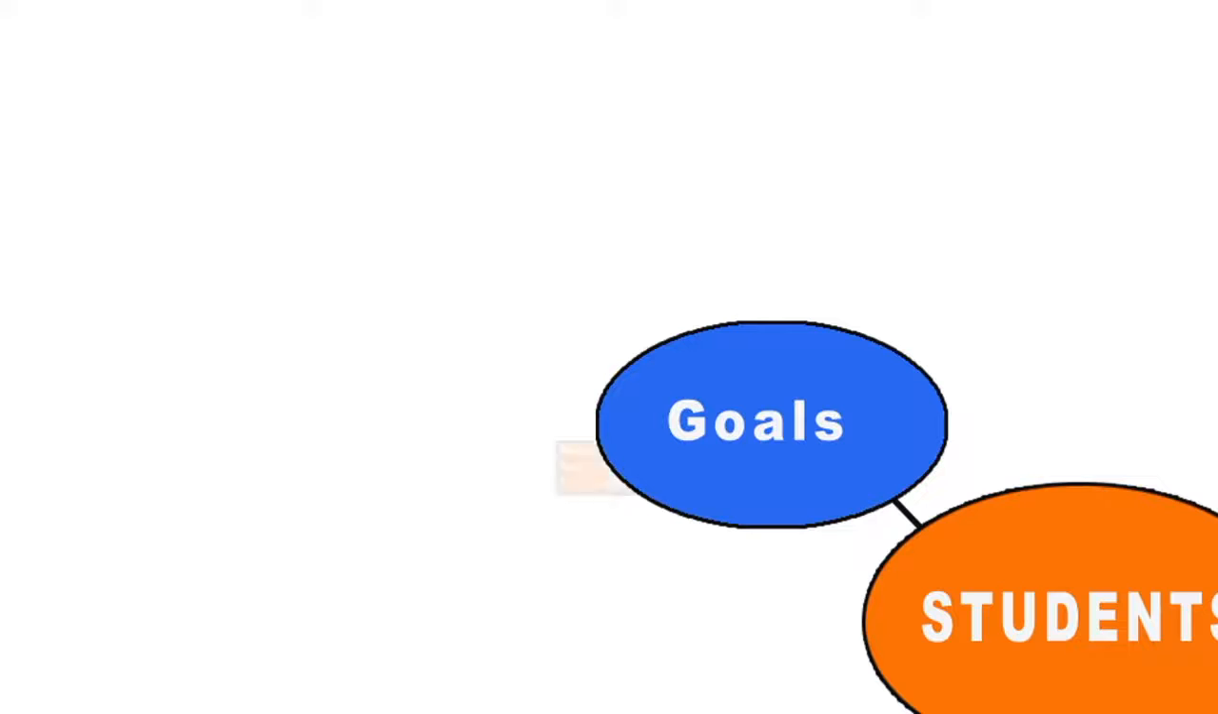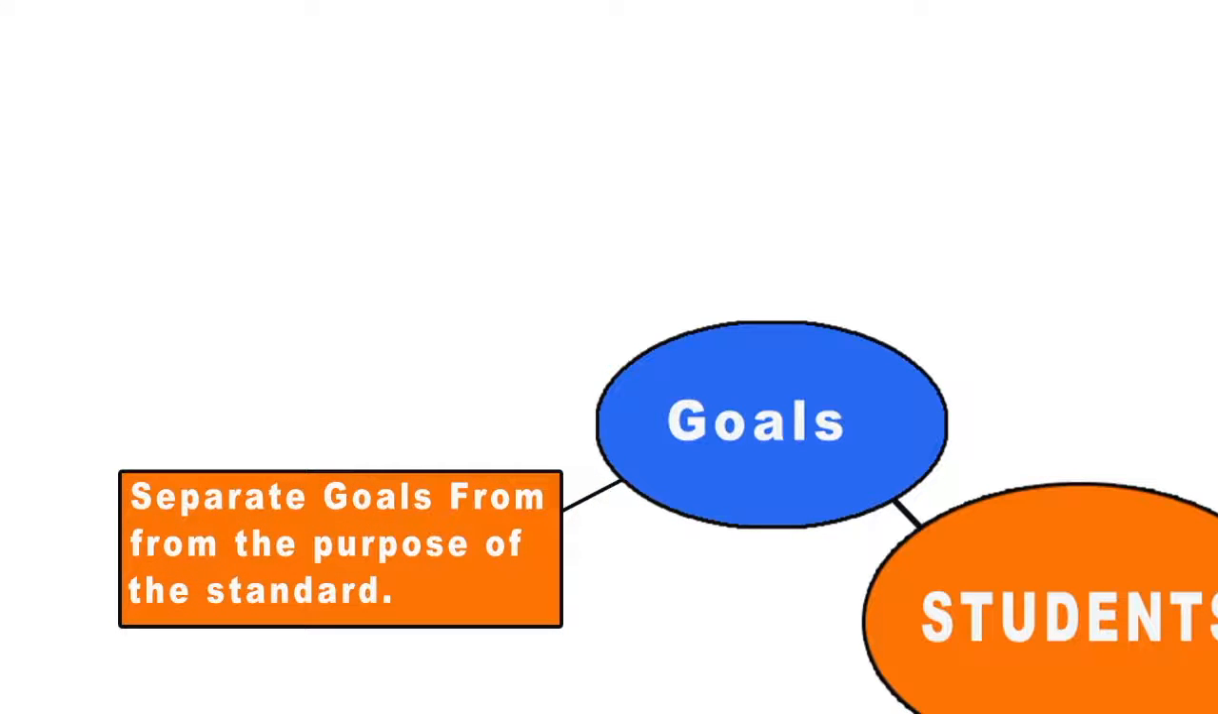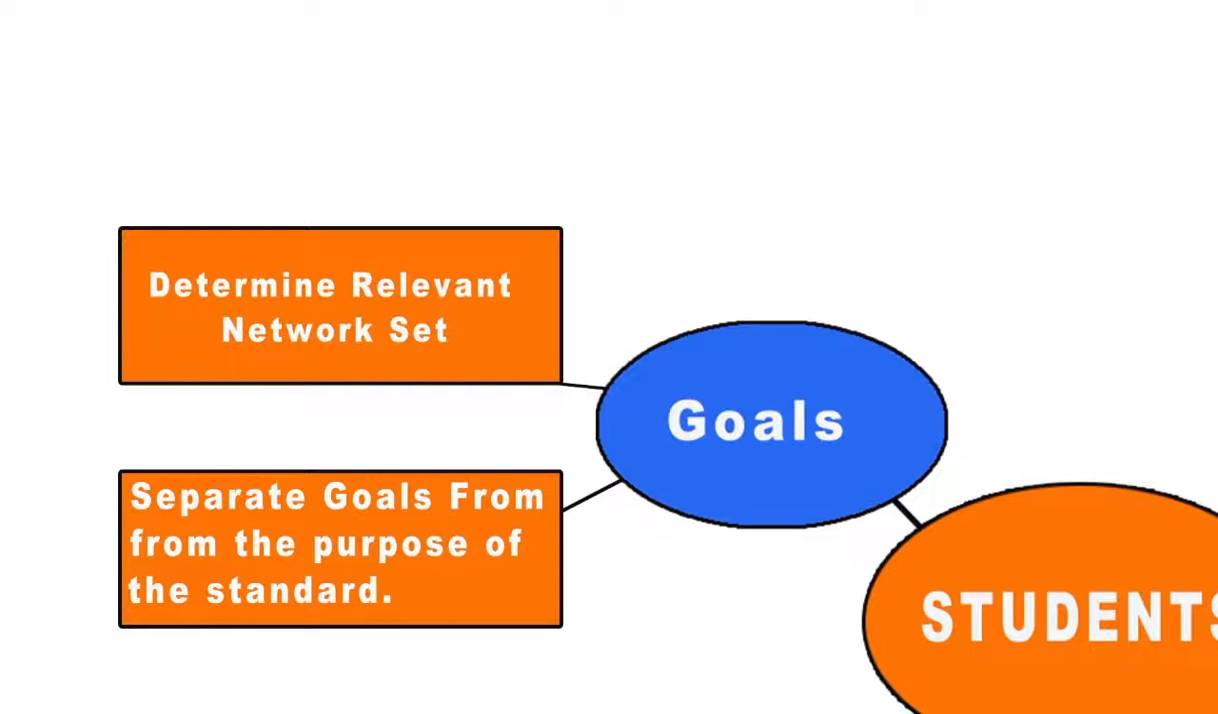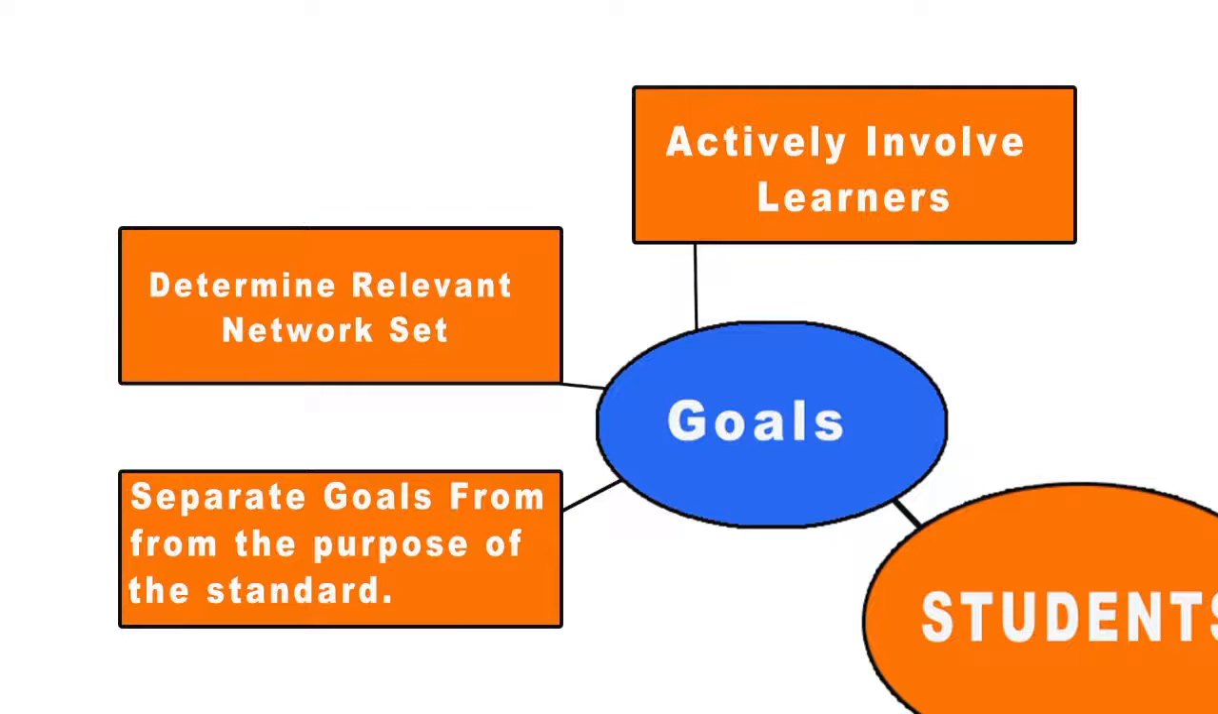Goals should be separated from the central purpose of the standard and then restated in a way that is attainable for all students. We also need to determine which network set is the most relevant to the goal. The more challenging the situation, the more resources the learner will need in order to complete a task. So it's important to determine which network set is most relevant to understanding which part of the task should be flexible. We must also actively involve the learners so that they can establish their own personal connection between themselves, their learning goals, and the curriculum.